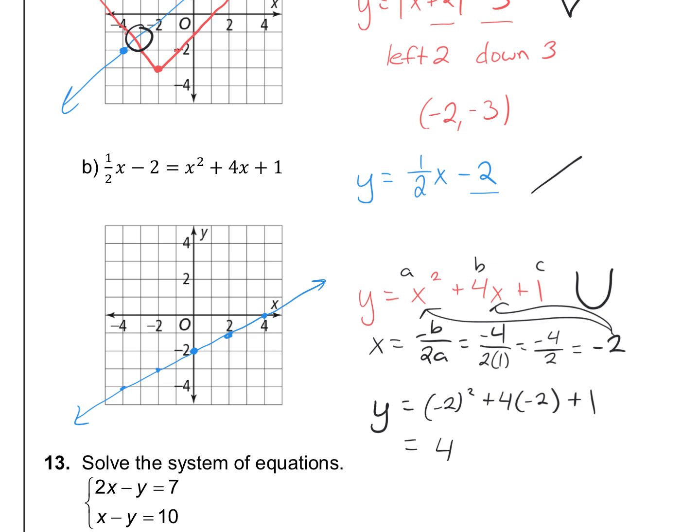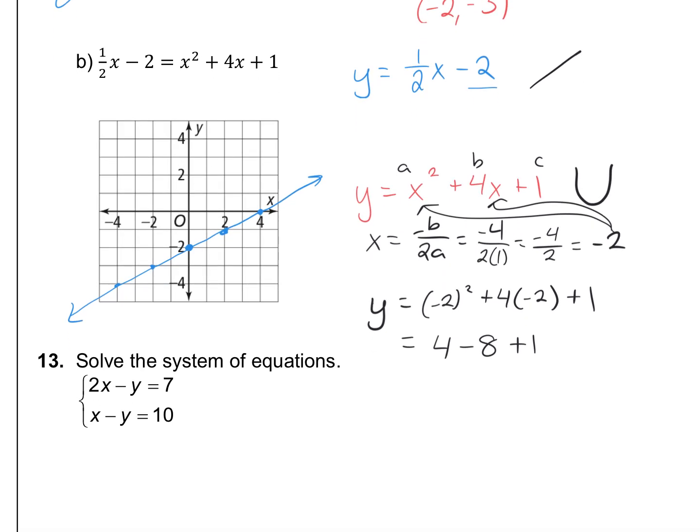4 times negative 2? Negative 8. Negative 8 plus 1. 4 minus 8? Negative 4. Negative 4 plus 1? Negative 3. So my starting point is negative 2, negative 3. So we're going to go plot that right away.